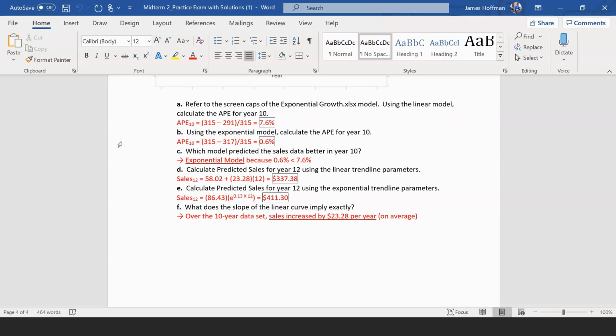And if you put that in percent terms and take the absolute value, if you get a negative, just take away the negative because you want the absolute value. You should get something like 7.6%.